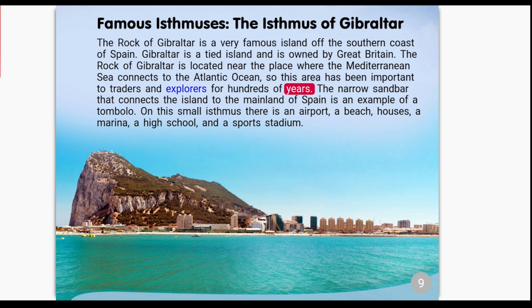The narrow sandbar that connects the island to the mainland of Spain is an example of a tombolo. On this small isthmus, there is an airport, a beach, houses, a marina, a high school, and a sports stadium.